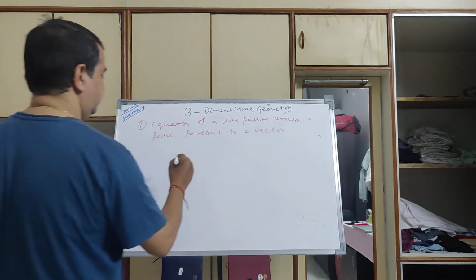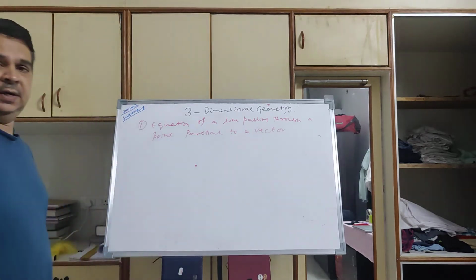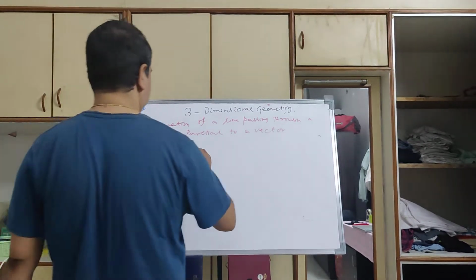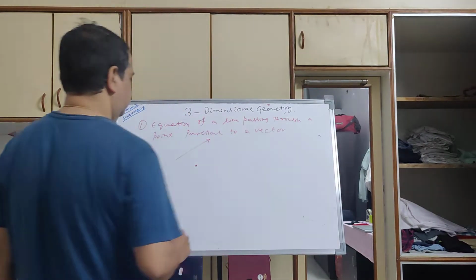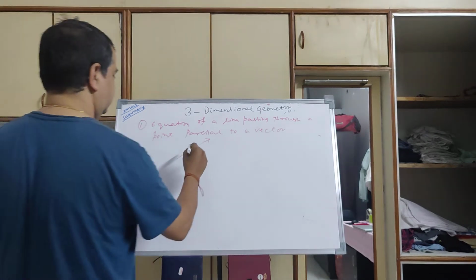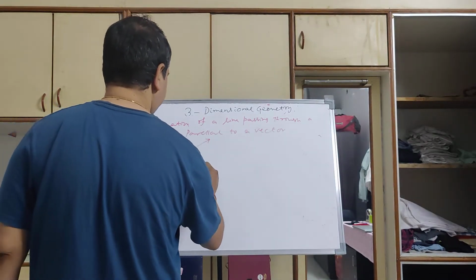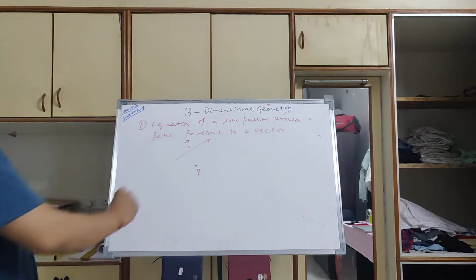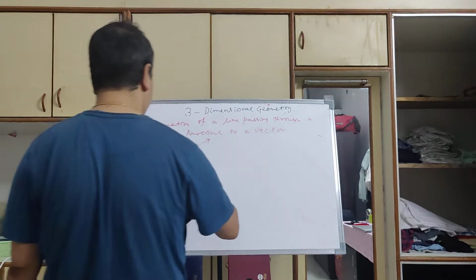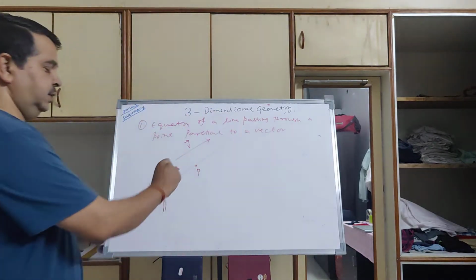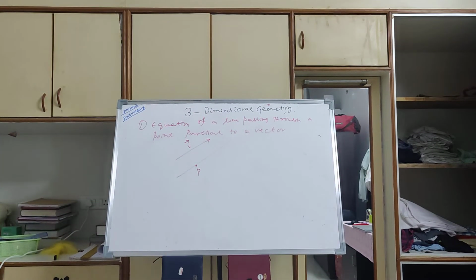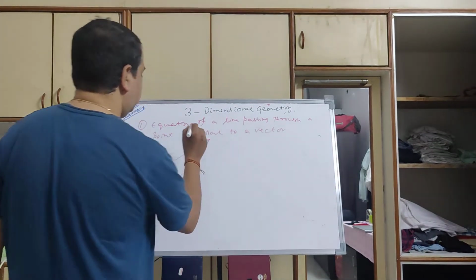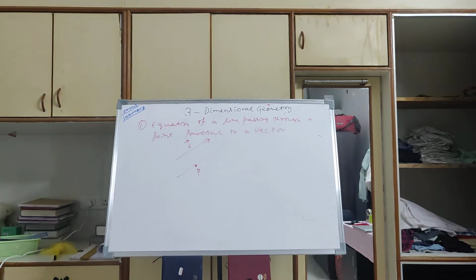Suppose I have a point P and there is a vector V. Then you can write the equation of a line passing through this point and parallel to that vector.